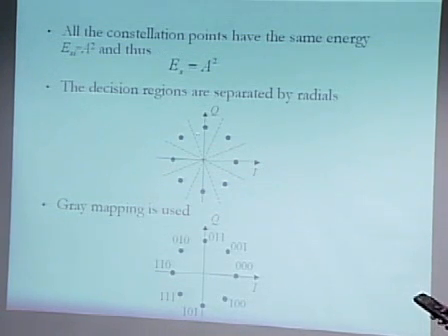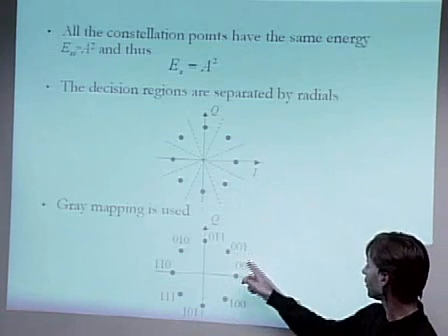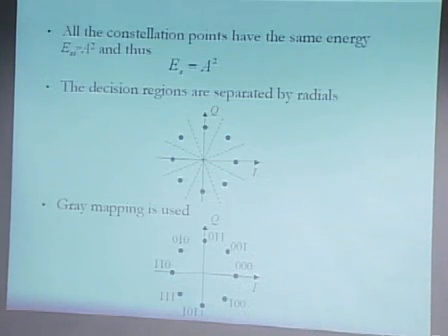And the decision regions are just separated by radials. You take a radial between points, dividing the circle into M pieces. And so each of these pieces is a decision region for 1 point. For example, for this point here, this slice of pizza, if you will, is the decision region for this point. And you can use gray mapping very easily. We saw it before for 4 points, and here you have it for 8 points. So you go from any point to a closest neighbor, and only one bit is going to flip. Okay, so you make only one error.